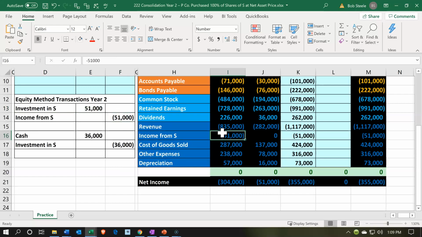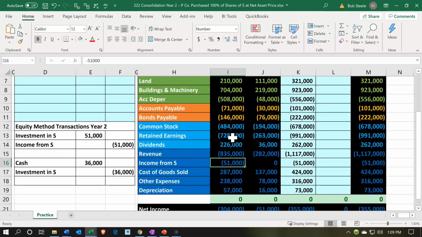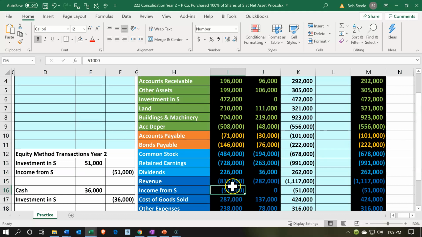So there's the income from S. There's the 51,000 that S earned, representing the income from S, and then P recorded that on their books as income from S, and the other side increased the investment in S up top. And then we could see when the dividends went out, S gave out dividends, 36,000, that went 100% to P, because P is 100% owner.